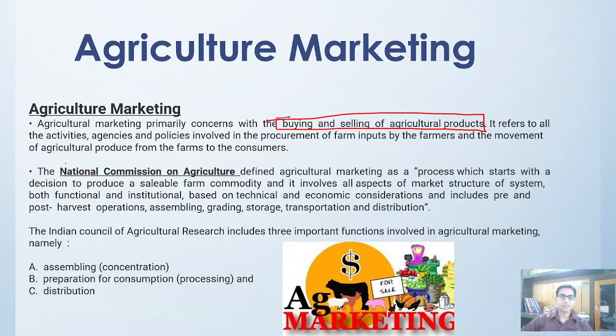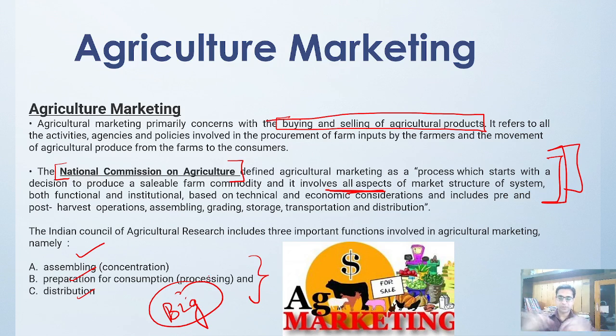The National Commission on Agriculture, which India set up, has defined the meaning of agriculture marketing. It is a process which starts with a decision to produce a sellable commodity and involves all aspects of market structure, whether institutional, functional, technical, or economic, from production till the selling part. That means harvesting, post harvesting, assembling, grading, storing, everything comes under agriculture marketing. So three parts: assembling, preparation, and distribution. This is the big role that has to be played by the agriculture market, right?